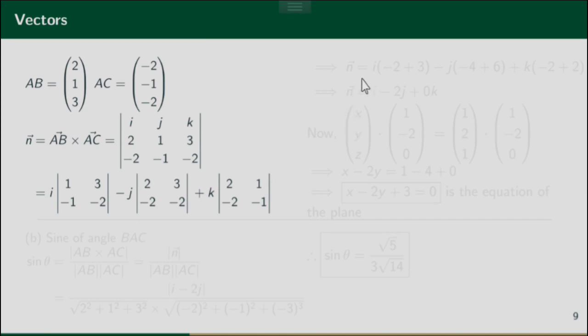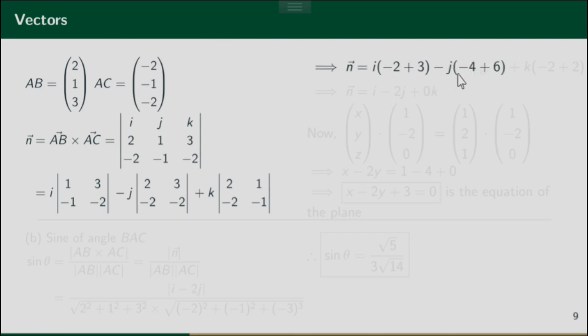I multiply the elements of the leading diagonal minus the product of the elements of the non-leading diagonal. So for the i component, I'll have i into 1 times negative 2, which gives negative 2, minus negative 1 times 3, which gives negative 3, and negative times negative 3 gives positive 3. So that is why I have this.